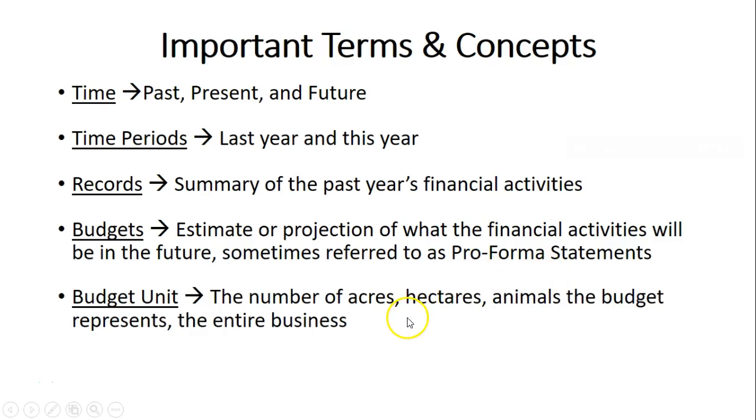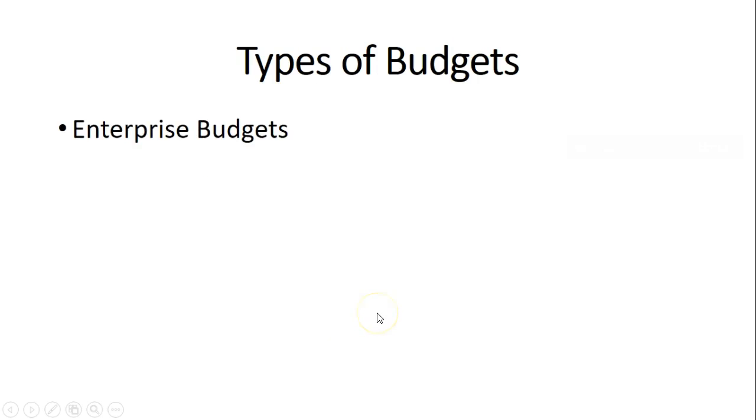Now, last time we talked about this, we talked about a budget unit, and in that case we were talking about enterprise budget. So the budget unit might be a number of acres, a number of hectares, number of animals in the budget that the budget represents. Now in this lesson and next week's lesson, we're going to be considering the budget unit to be the entire business operation.